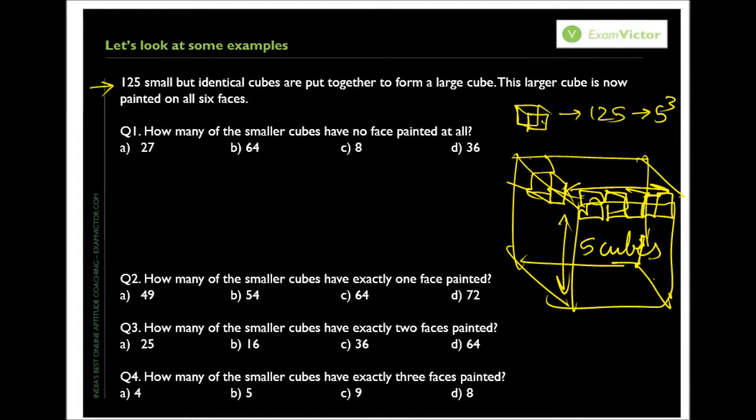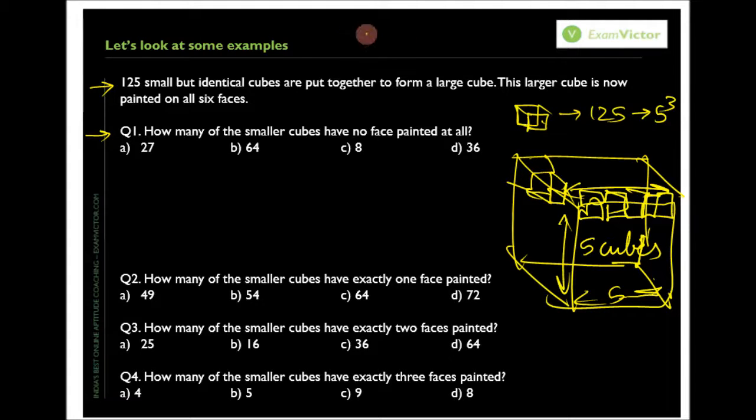So this is extremely helpful for us. Now that we know how the structure is made, that it's made up of 5 cubes on each side, 5 on this side, 5 on that side. So the first question is asking, how many of the smaller cubes have no face painted at all? So the exteriors of this large cube have been painted. So any cube that is on the outside has at least one face painted. So we need to strip off the entire outer layer and see how many cubes are left.